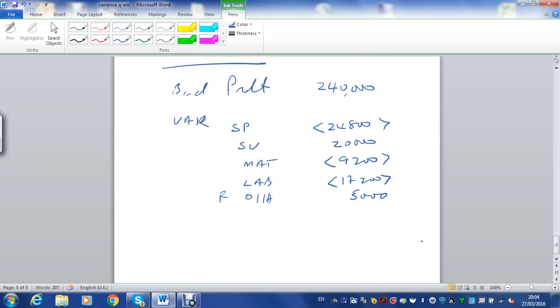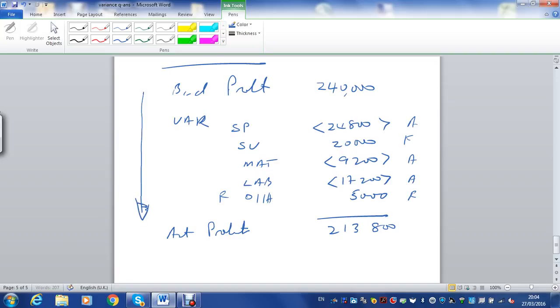So because it's profit, again, remember this was favorable. This was adverse, adverse, favorable, and adverse. Guess what? When you add up all those, you come to 213,800, and that's your actual profit. Remember what I said? Budget to actual. And that's what the variance does. It helps you reconcile back.